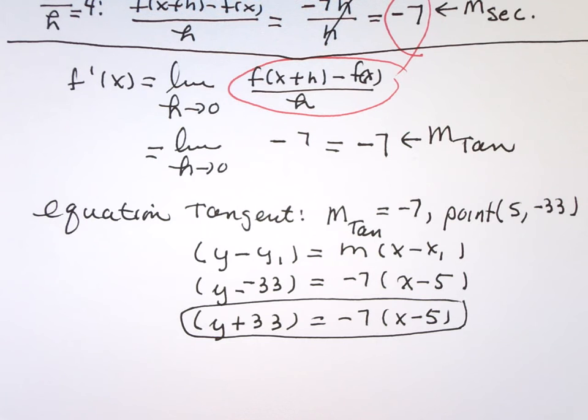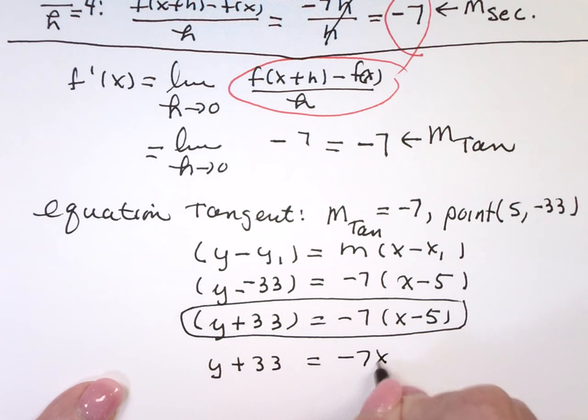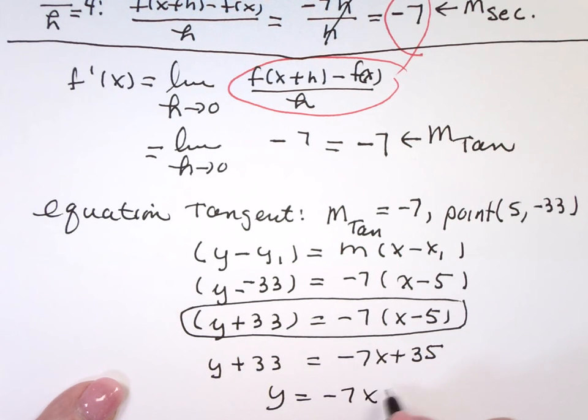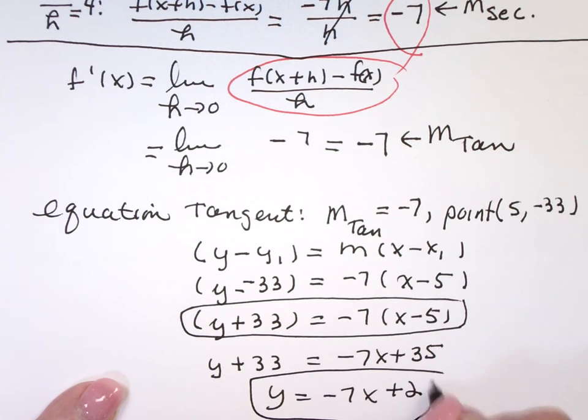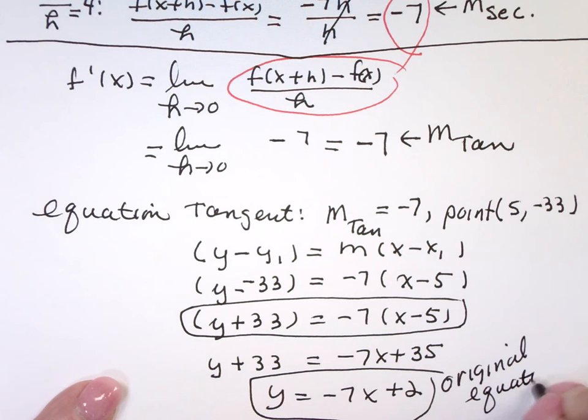But the bottom line is how I express that depends upon how I'm going to use it. Because I can express it in general form, I can express it in slope-intercept form. If I put it in slope-intercept form, y plus 33 equals negative 7x plus 35, or y equals negative 7x plus 2, which happens to be the original equation. So the equation of the tangent line is the equation of the original line.